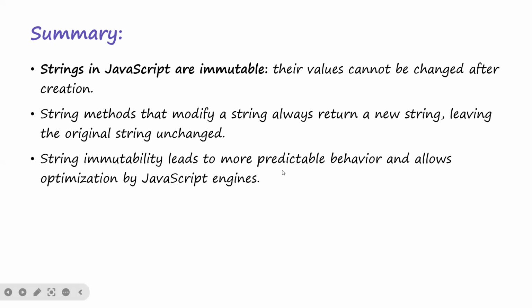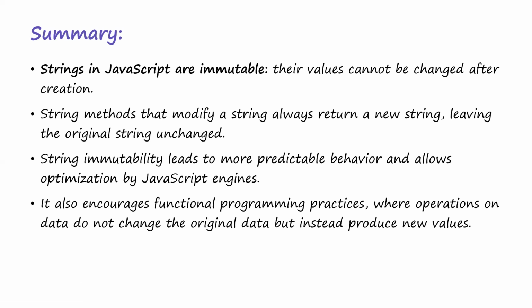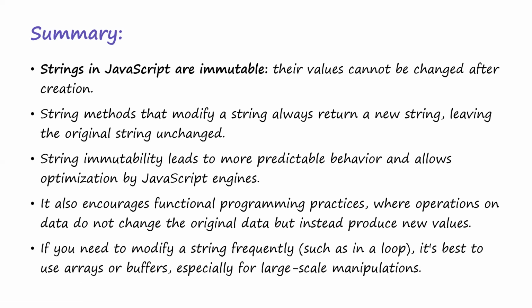String immutability leads to more predictable behavior and allows optimization by JavaScript engines. It encourages functional programming practices where operations on data do not change the original data, but instead produce new values. If you need to modify a string frequently, such as in a loop, it's best to use arrays or buffers, especially for large-scale manipulations. We haven't talked about buffers, but in the next chapter, we'll be talking about arrays.